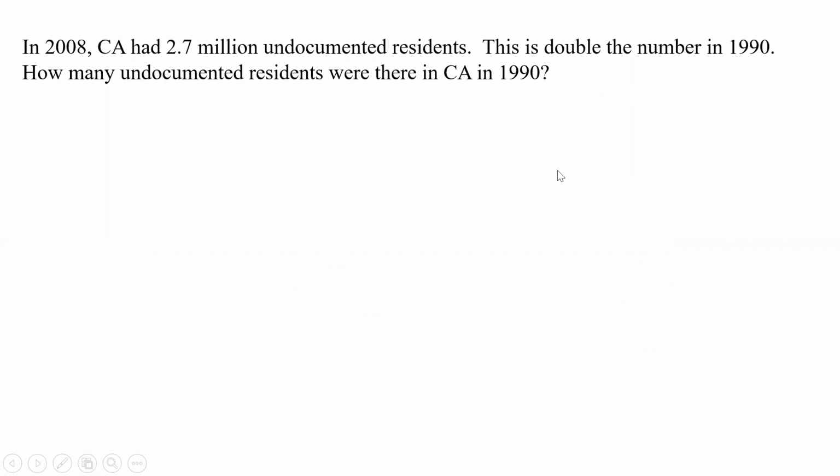All right, the next one. In 2008, California had 2.7 million undocumented residents. This is double the number in 1990. How many undocumented residents were there in California in 1990?